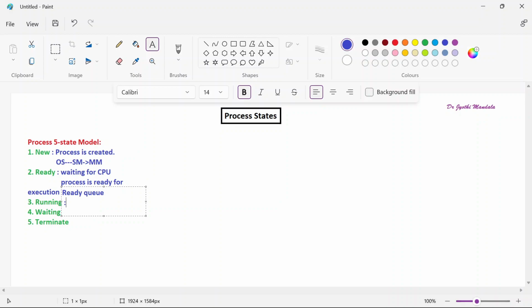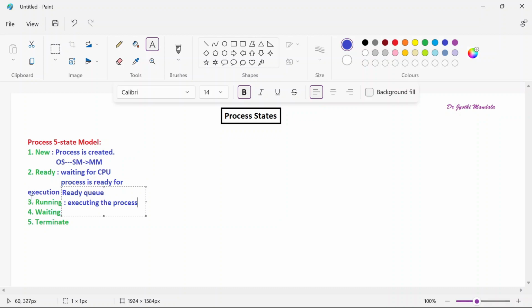Let us consider that P1 is copied from the ready queue and given to the CPU. Then the CPU will be executing that one. So whenever we are executing the process, it is referred to as being in the running state. Is that clear to all of you? I hope you are clear on what the new state, ready state and running state are. I'll tell you about the waiting state.